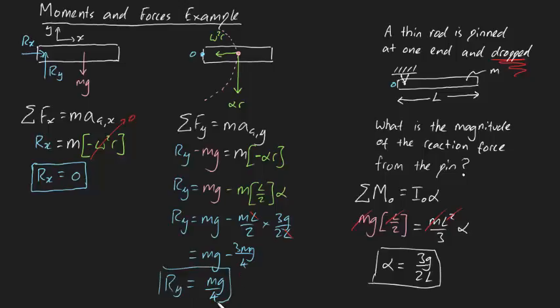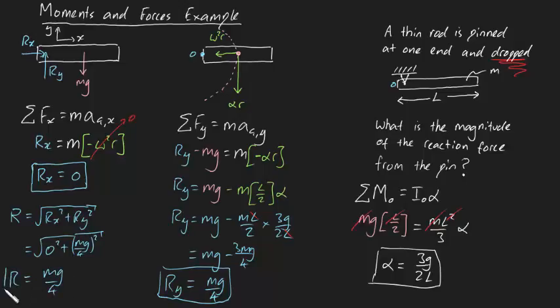Okay? Now we're almost done. We found out our reaction force from our pin on our bar in the y direction and the x direction. What's the magnitude of the total reaction force from the pin? Well, if our total reaction force is written as R, we know that it's going to be the square root of Rx squared plus Ry squared, and this turns into something quite easy to analyze. This will turn into the square root of 0 squared plus (mg on 4) squared, which turns into mg on 4. This is the magnitude of your reaction force just here.